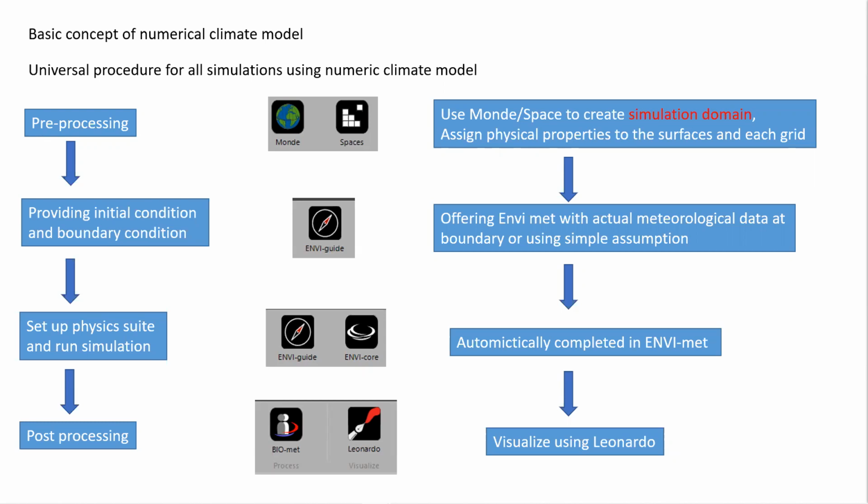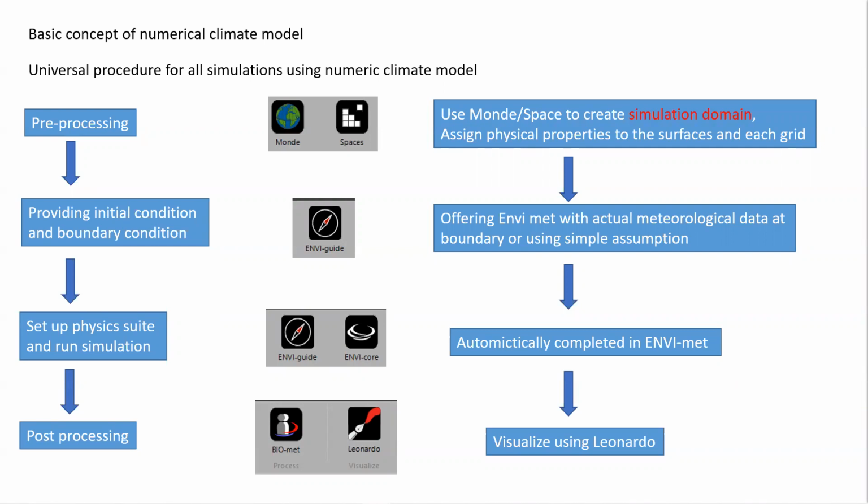And after you have finished your model, the second step is to provide its initial condition and boundary condition. I will explain later about what these two things are. And in Envi, you finish this with the help of Envi guide, and it allows you to input your own meteorological data as the boundary conditions.